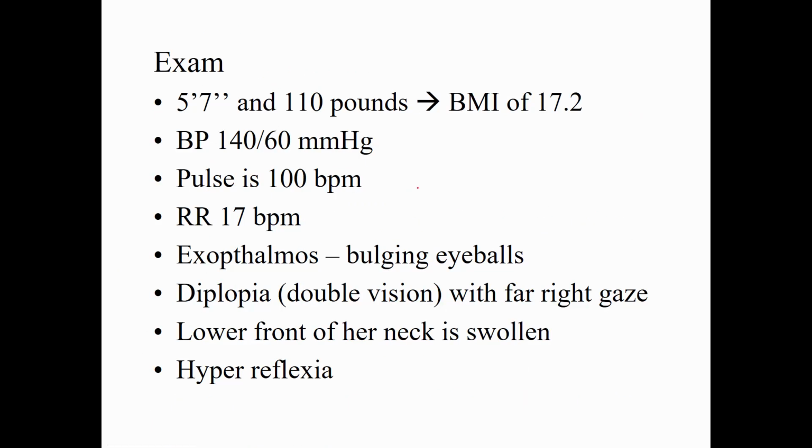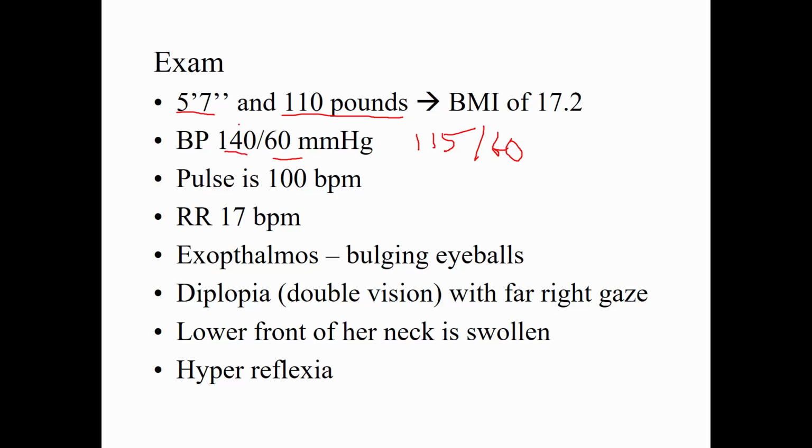So she's examined. She's 5'7", and she weighs 110 pounds. That means her BMI is 17.2, and that is low. So she's very, very thin. Her blood pressure is 140/60. Now, we have not gotten to the cardiovascular system, but for somebody like this, I would expect her blood pressure to be, say, 115/60. So her diastolic isn't bad, but that systolic pressure is way too high.